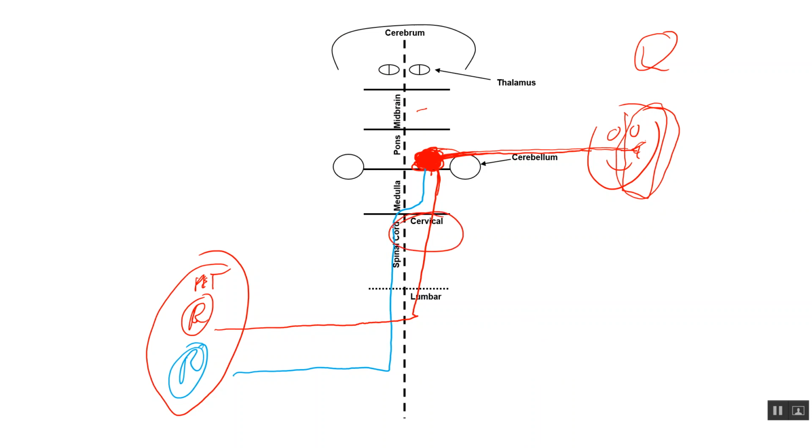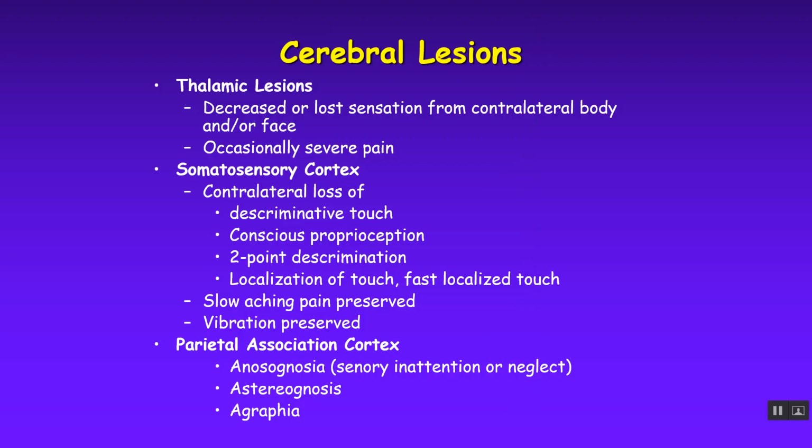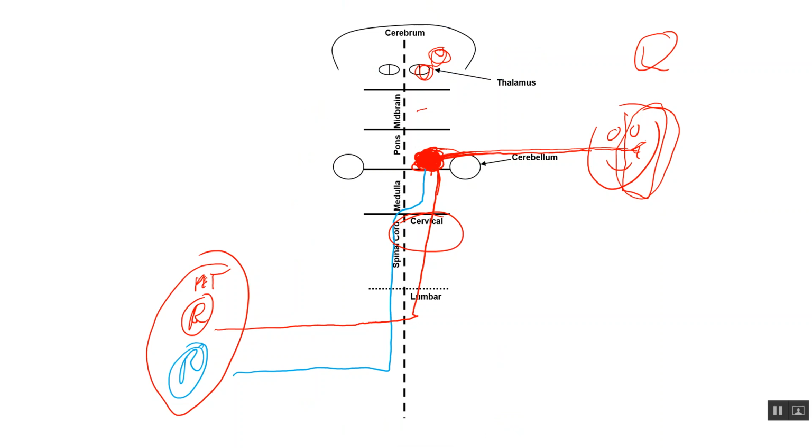If your lesion is below, you're not going to have any facial loss of sensation. If your lesion is above the brainstem, in the thalamus or the internal capsule, then likely you've damaged all of those on everything. If this has already come in here, so this is the other side of your face over here.